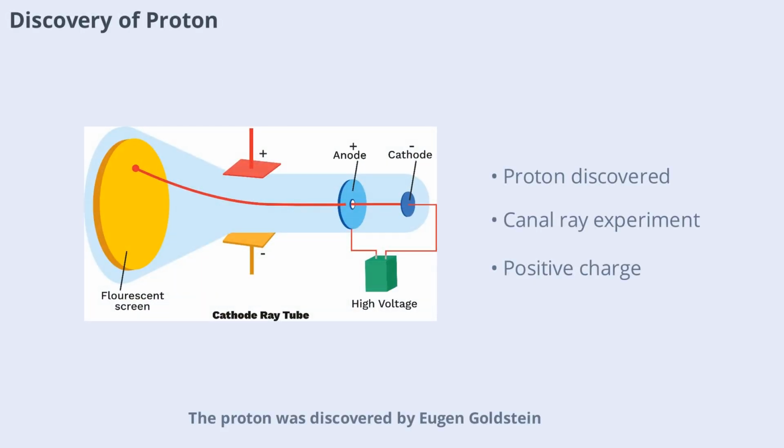The proton was discovered by Eugen Goldstein in 1886 through the canal ray experiment. Protons are positively charged particles found in the nucleus of atoms. The experiment involved applying high voltage across a discharge tube with a perforated cathode, resulting in luminous rays extending from the cathode. These rays, called anode rays, were later named by Rutherford. The discovery of the proton further strengthened the atomic structure model.